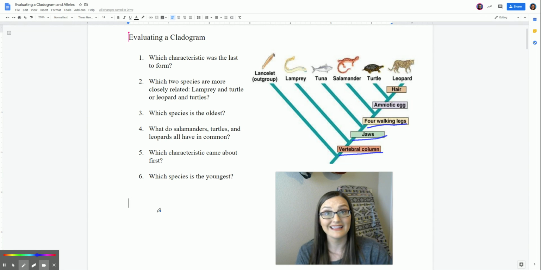Okay, that's it. That's all we have for Cladogram. I will be making a Google form for you to fill out, and it will just have the questions that are on our worksheet here. And all you will have to do is just input your answers, and it will give you points, and it will also count you as present.